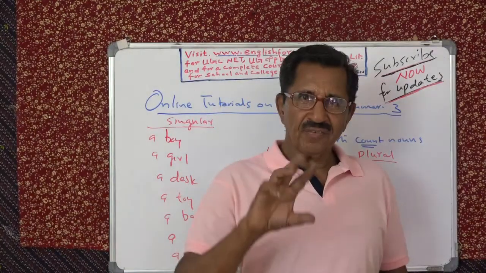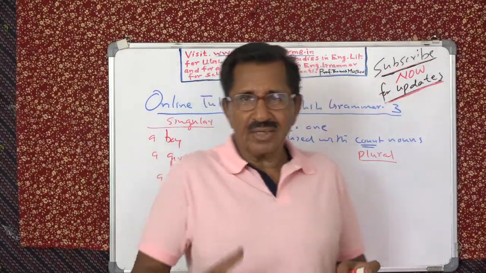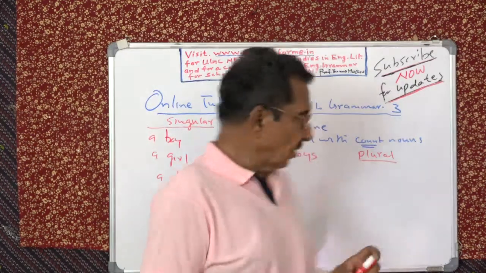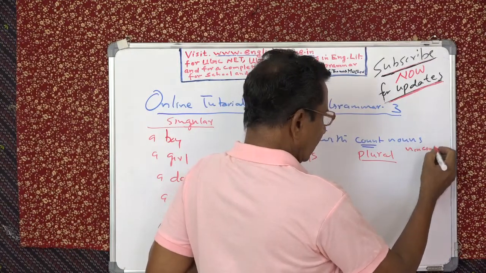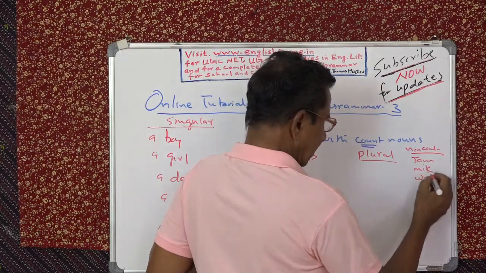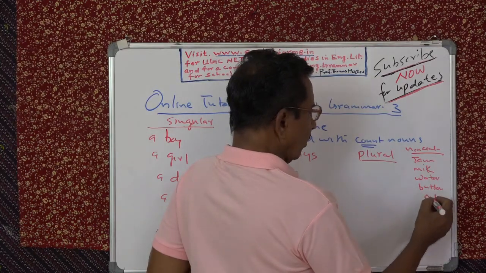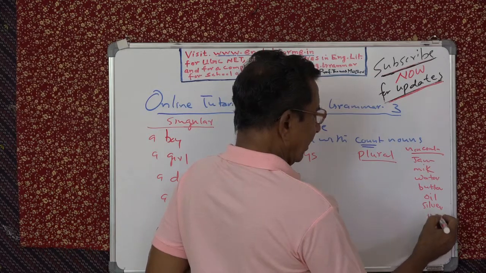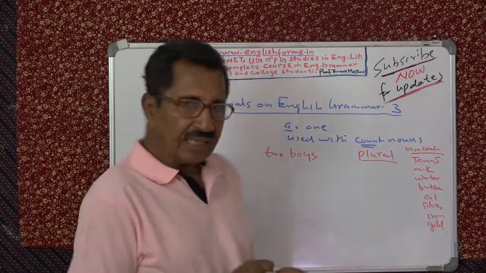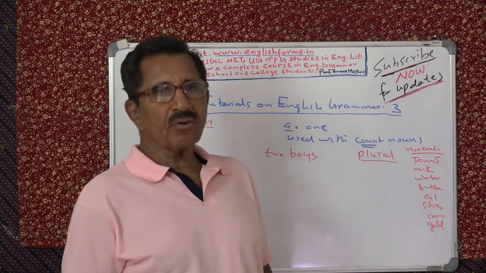So count nouns, you have singular and plural. Only count nouns, not non-count nouns. Non-count nouns you cannot have plural. See, you are writing non-count nouns: jam, milk, water, butter, oil, silver, iron, gold, etc. You cannot say jams because it's non-count. Only count nouns you can have plural. Plurals only for count nouns.